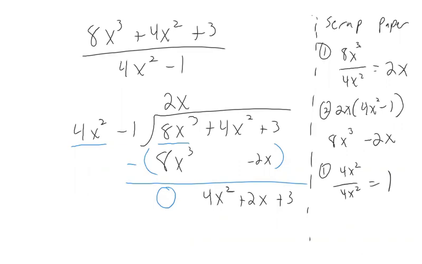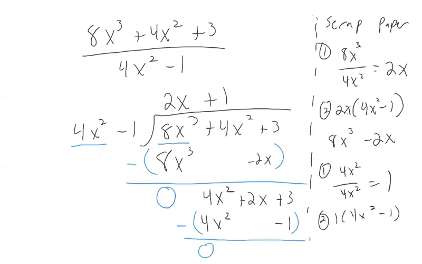Right? So then step 2, 1 times 4x squared minus 1. Now I rewrite up here, so I have a positive 1, so this becomes a plus 1. I write this below it, 4x squared minus 1. Again, I subtract, so I put everything in parentheses to remind me that I'm subtracting. 4x squared minus 4x squared is 0. 2x minus nothing is just 2x. 3 minus a negative 1 makes that a positive, so it becomes a plus 4.